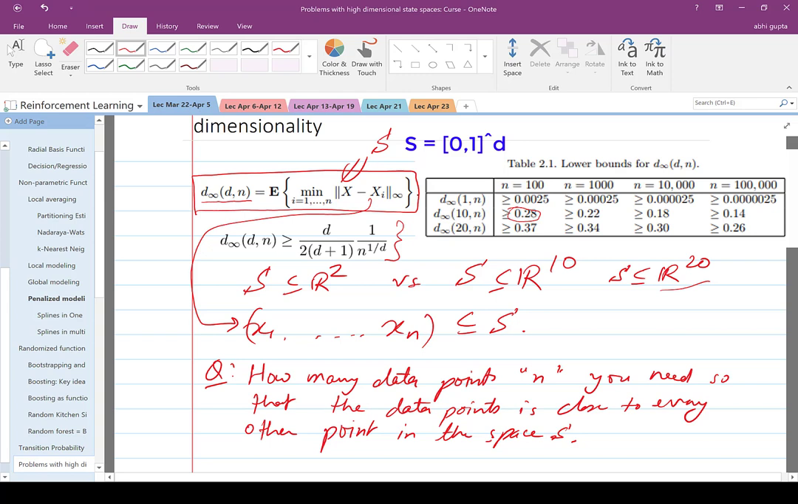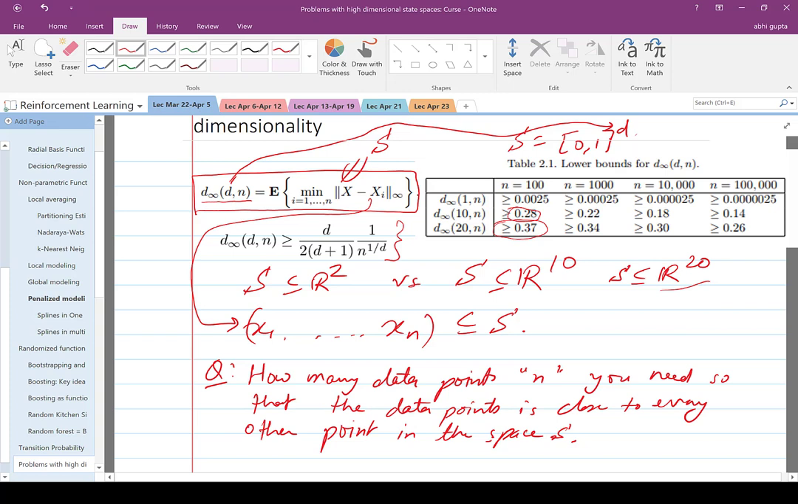And when you have 20 dimensional space, then the distance becomes much larger. Okay, I think the state space for computing this lower bound, the state space S is {0, 1} raised to d. Yeah, so this is the d, this is the dimension.